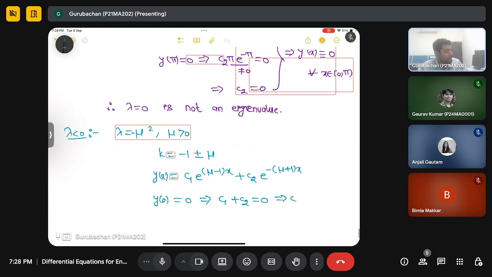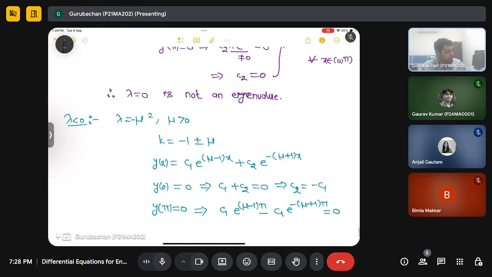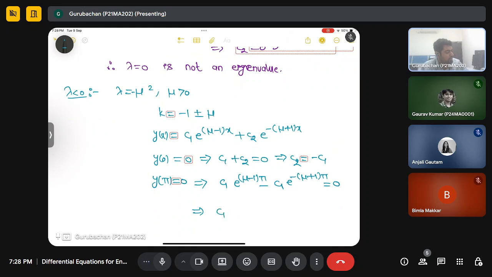So this will imply that c2 is nothing but minus c1. And we will use this in the other boundary condition. y(pi) is 0. So that means c1 e^((mu-1)pi) minus c1 e^((-mu-1)pi) is 0. So this will give you c1 (e^((mu-1)pi) minus e^((-mu-1)pi)) is 0.